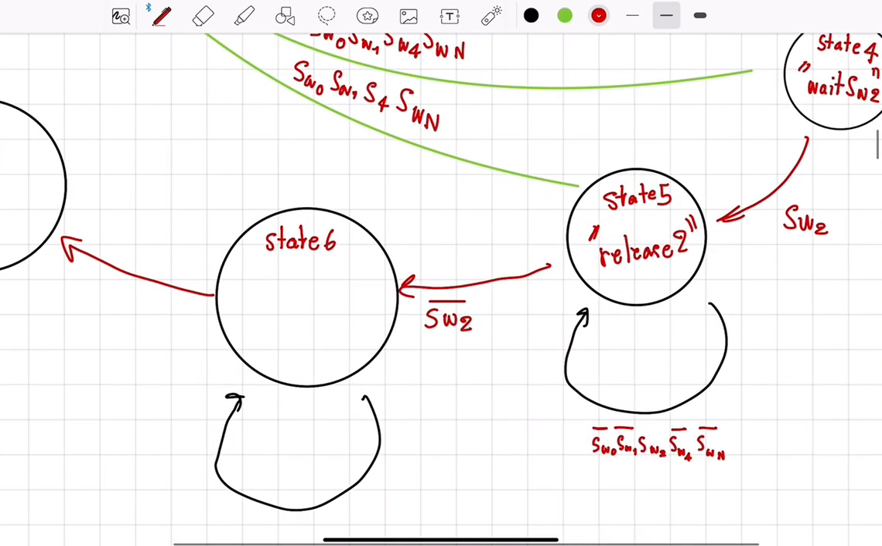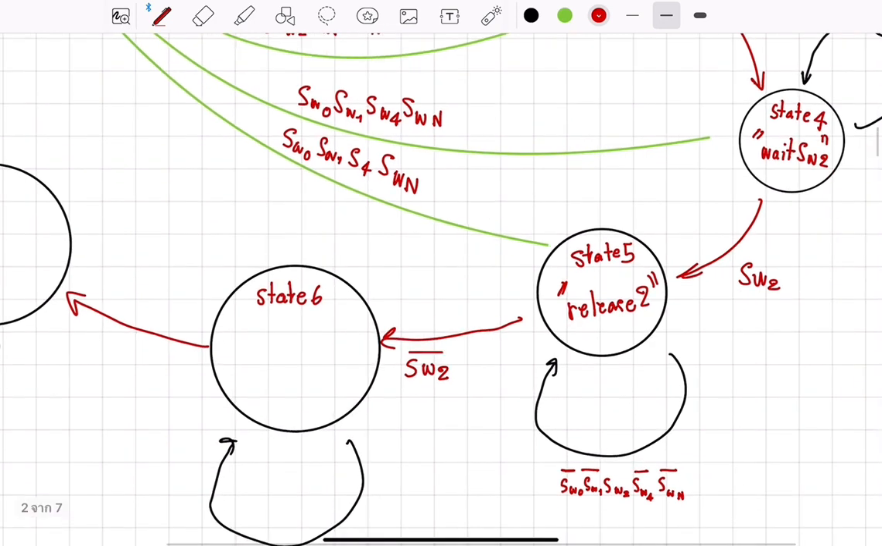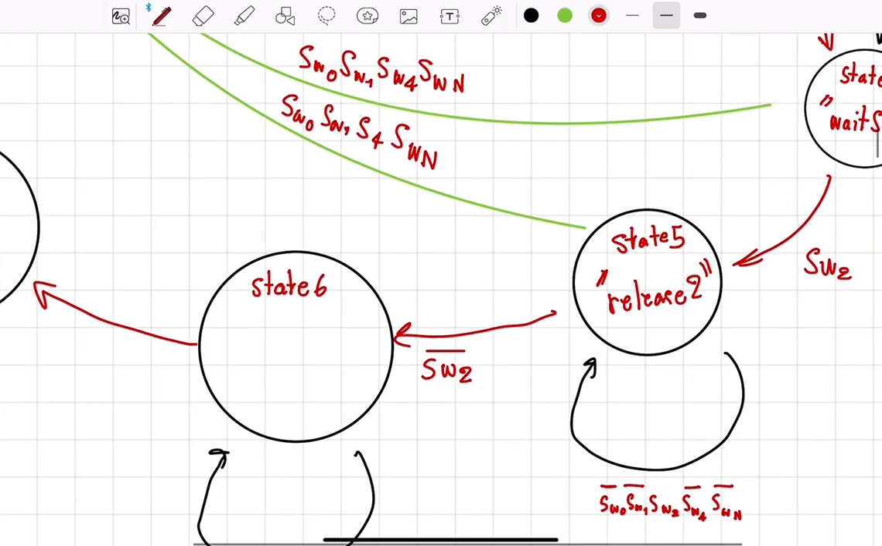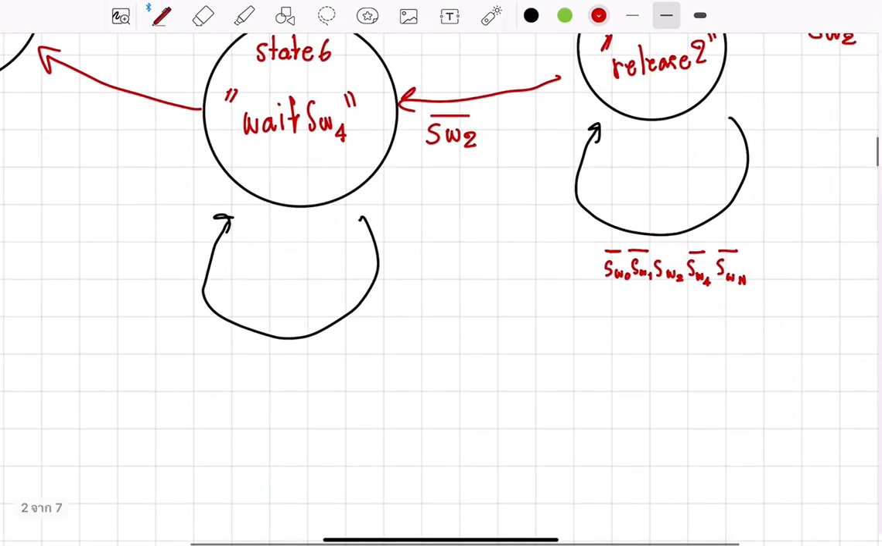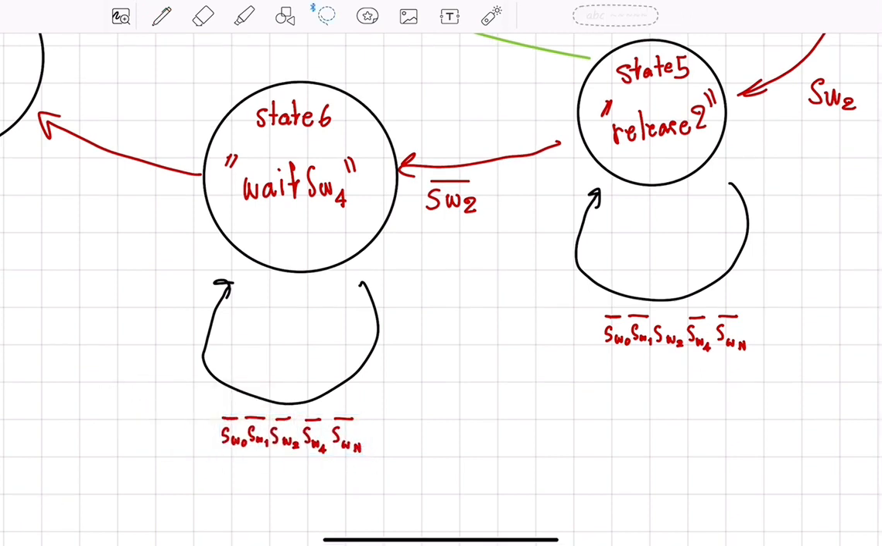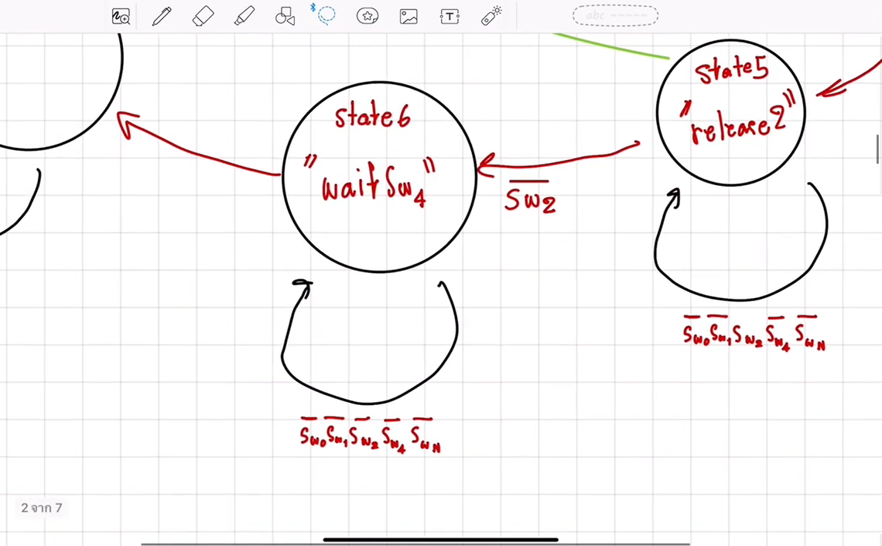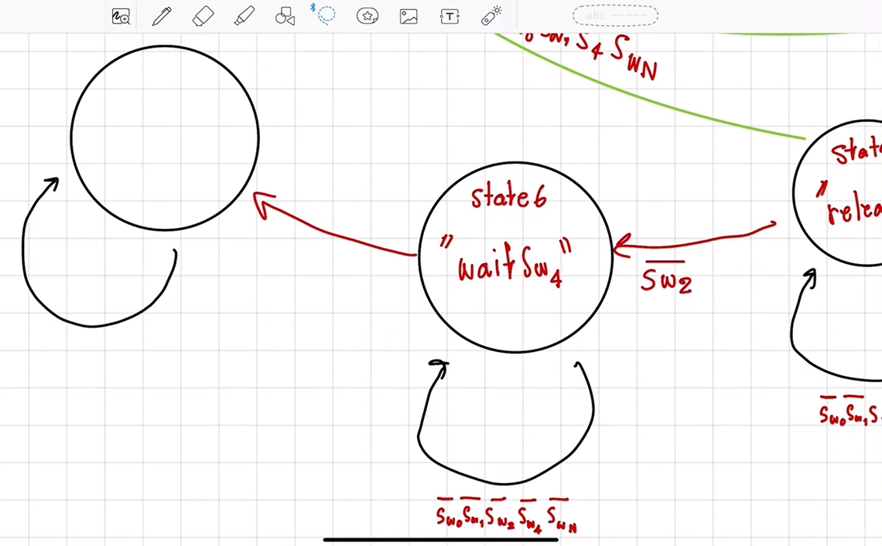When I don't put switch 2, I go to state 6. State 6 means when I put switch 4. When I don't push any switch, switch 0, switch 1, switch 2, switch 3, switch N, I keep working again in state 6.